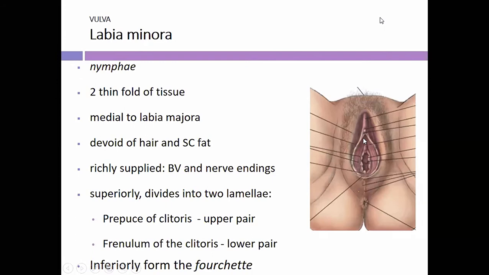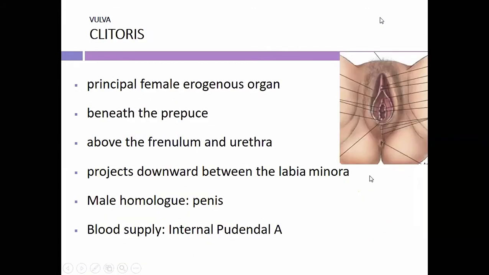So, as you trace this structure, the labia minora, downward, posteriorly, this will form the fork shape. So you should be able to identify the structures carefully, especially when you will be in your clinics. Now, another structure seen in the vulva is the clitoris.